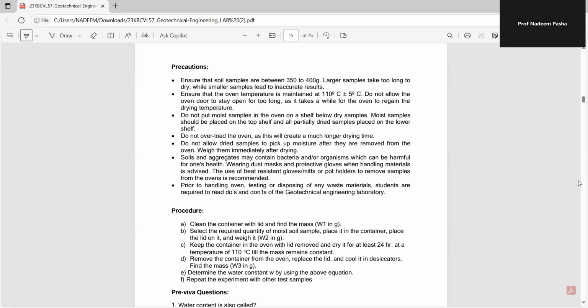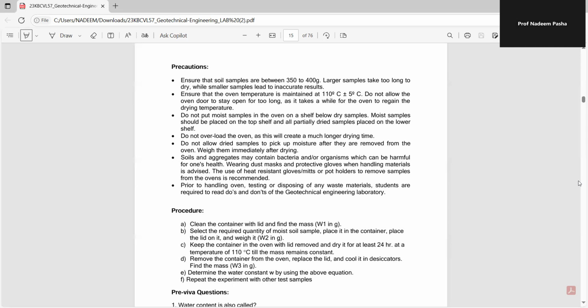See here, post COVID, you have to take many measures. So normally we are wearing the mask and all. Gloves also you should wear, because these soil particles may contain some bacteria which are injurious to health. Prior to handling soil, testing and disposing of any waste material, students are required to read and follow the safety guidelines. So the do's and don'ts we have already read.